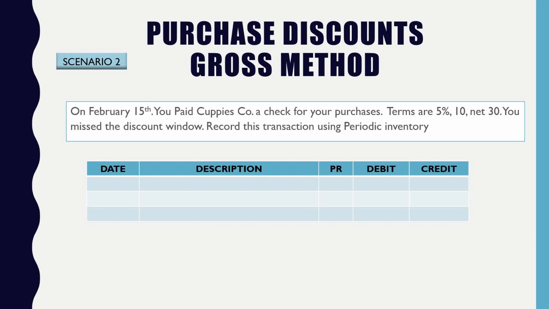In this case, I purchased my items as of February 1st. So I have until February 10 in order to meet my discount. But in this case, I missed it, and now I'm subject to pay on the 15th of February. So I just missed my discount period. So now I must pay the vendor in full for the total amount that I owe. And in this case, I owe $225, so I'm going to write a check out for $225. Okay? Any questions in regards to recording purchase discounts using the gross method?